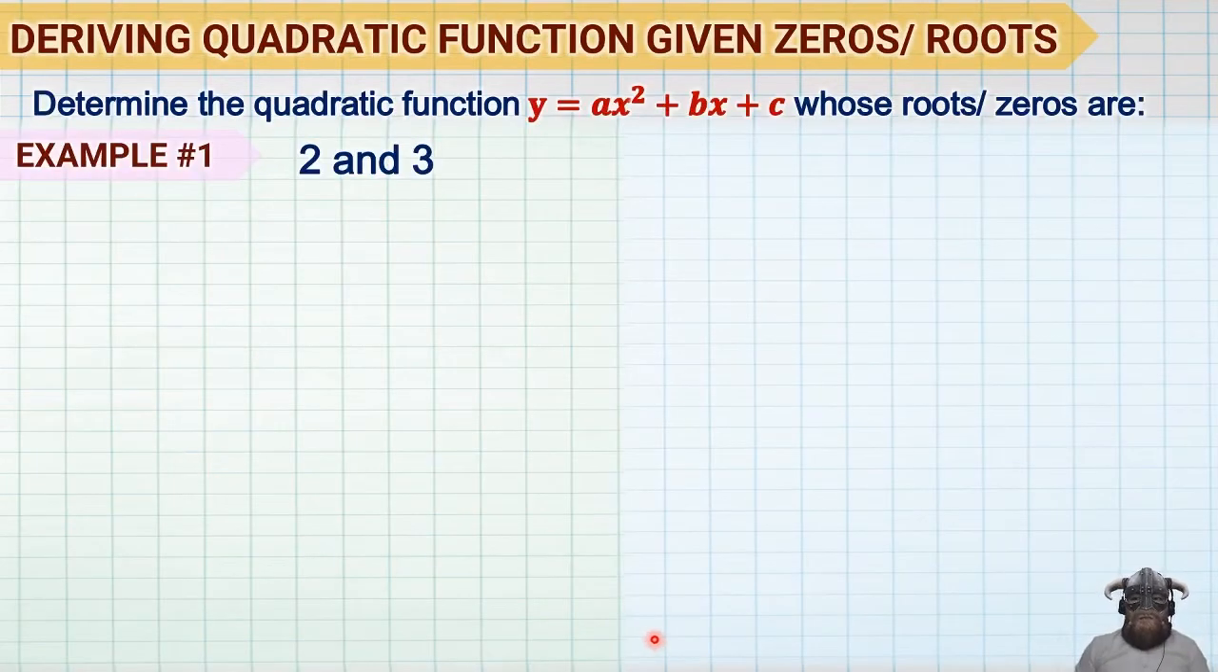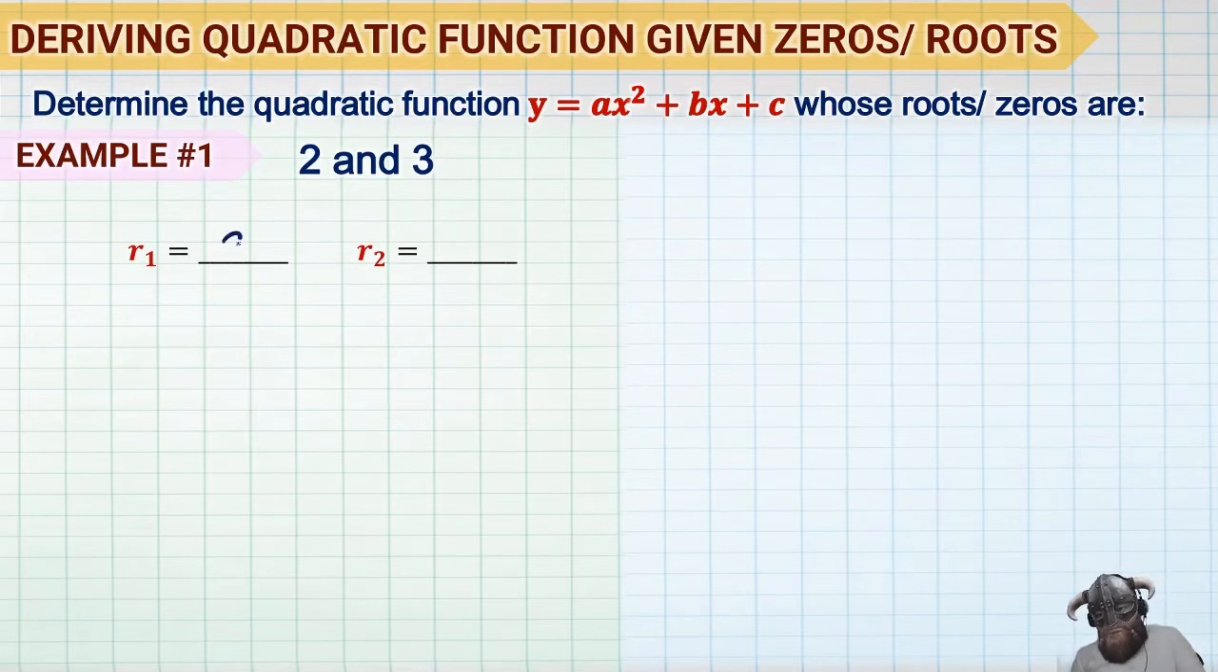So let's have example number 1. The instruction says determine the quadratic function in the form y is equal to ax squared plus bx plus c whose roots or zeros are 2 and 3. To answer this one, first, we have to identify which one is R1 and R2. Or it's up to you, so you can reverse or follow the given as well. So we can just set R1 as 2 and R2 will be positive 3.